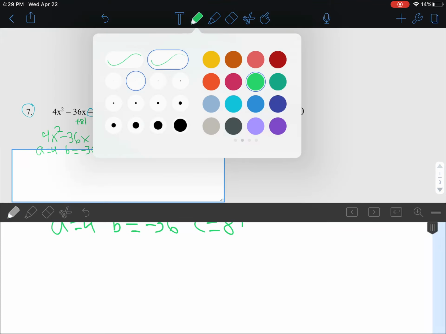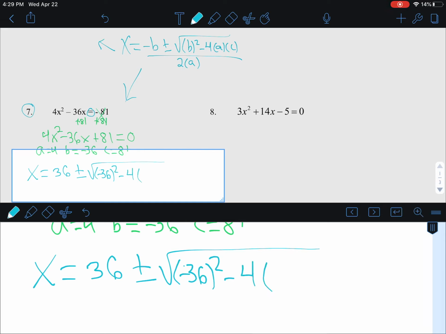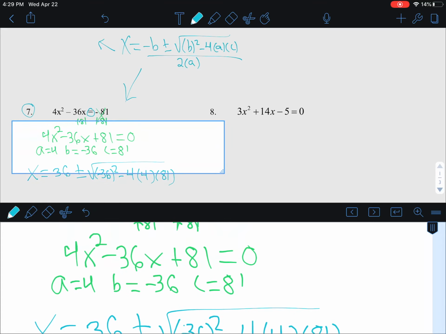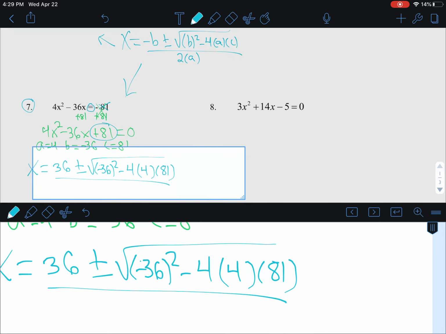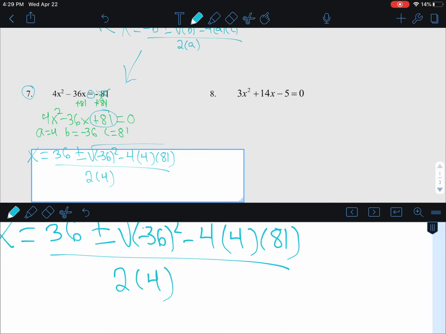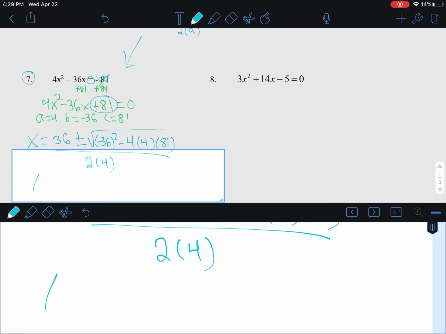So I'll go ahead and do my quadratic formula. So x equals the opposite of b, in this case 36, plus or minus the square root of negative 36 squared minus 4 times 4 times 81, not negative 81. Just to be clear, my c is 81, not negative 81, all over 2 times 4. Because a, b, and c must be on the same side in order for the quadratic formula to work. Again, that's what you're doing. I'm going to get my answers now.